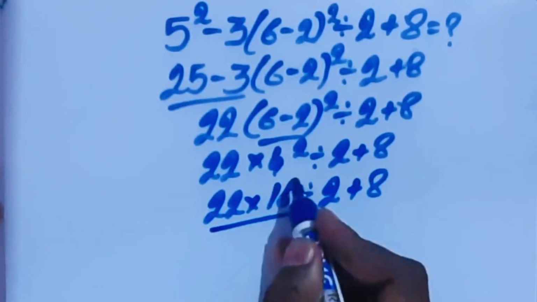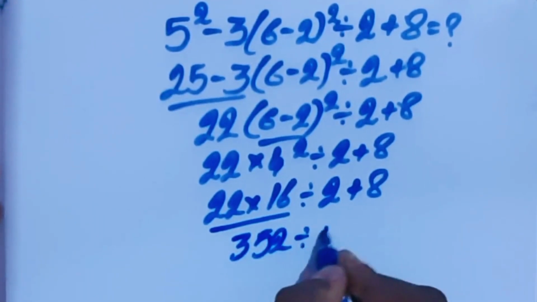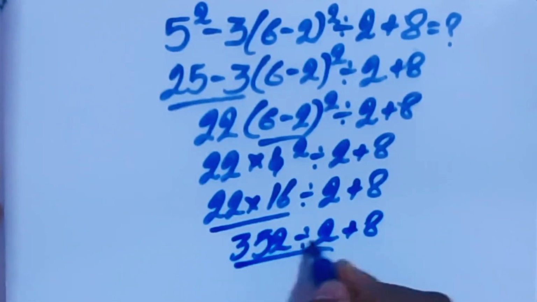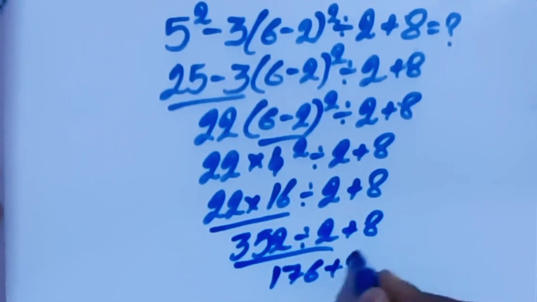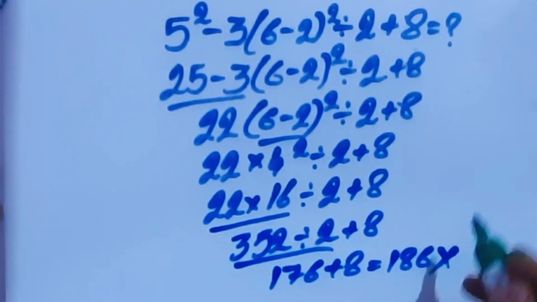Here 22 times 16 is 352 divided by 2 plus 8. Here this 352 divided by 2 is 176 plus 8. Here 176 plus 8 is 186. 186 is the wrong answer. As per this order of operation, this 186 is the wrong answer.